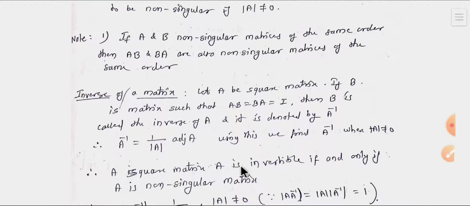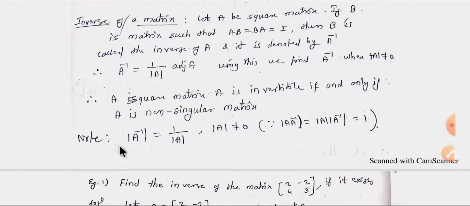Therefore, we define the inverse of A as A inverse equals 1 by determinant of A into adjoint of A. Using this we find A inverse where determinant of A is not equal to 0. Determinant of A not equal to 0 means the given matrix should be non-singular. Note that a square matrix A is invertible, meaning it has an inverse, if and only if A is a non-singular matrix. Remember this note.